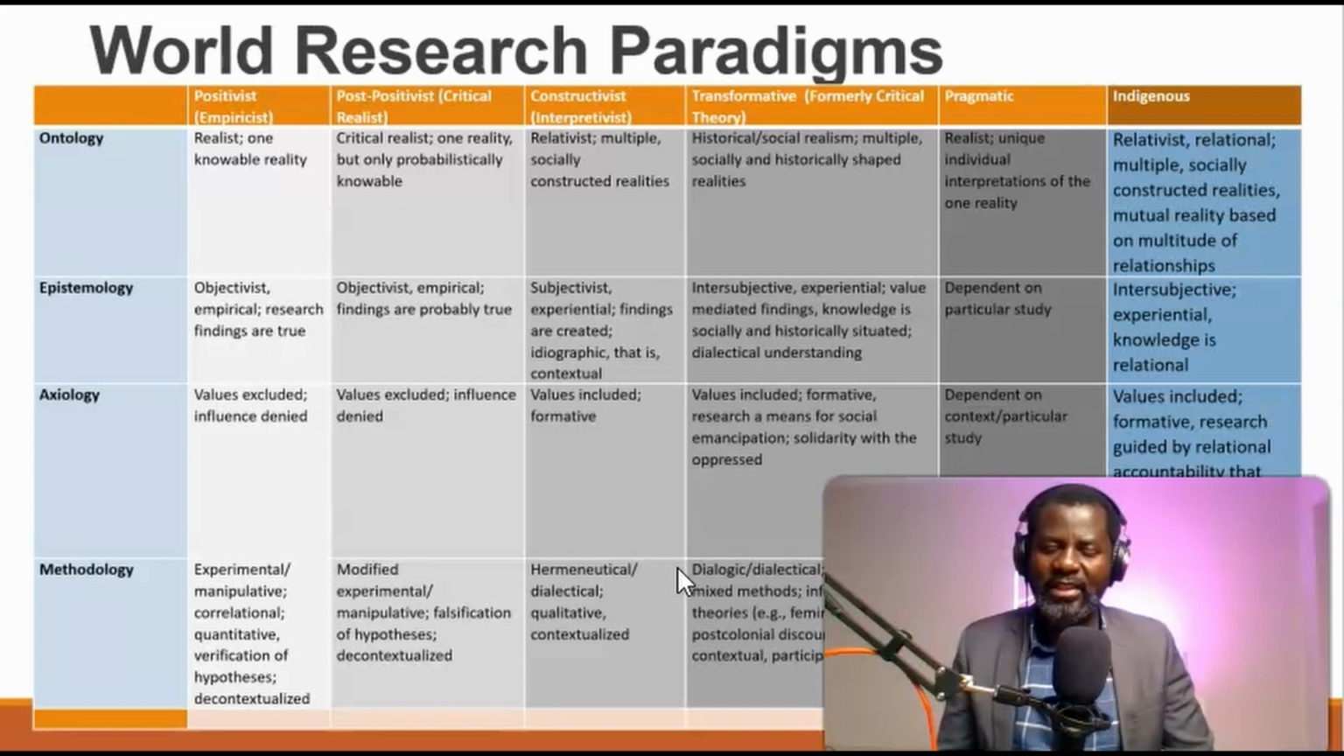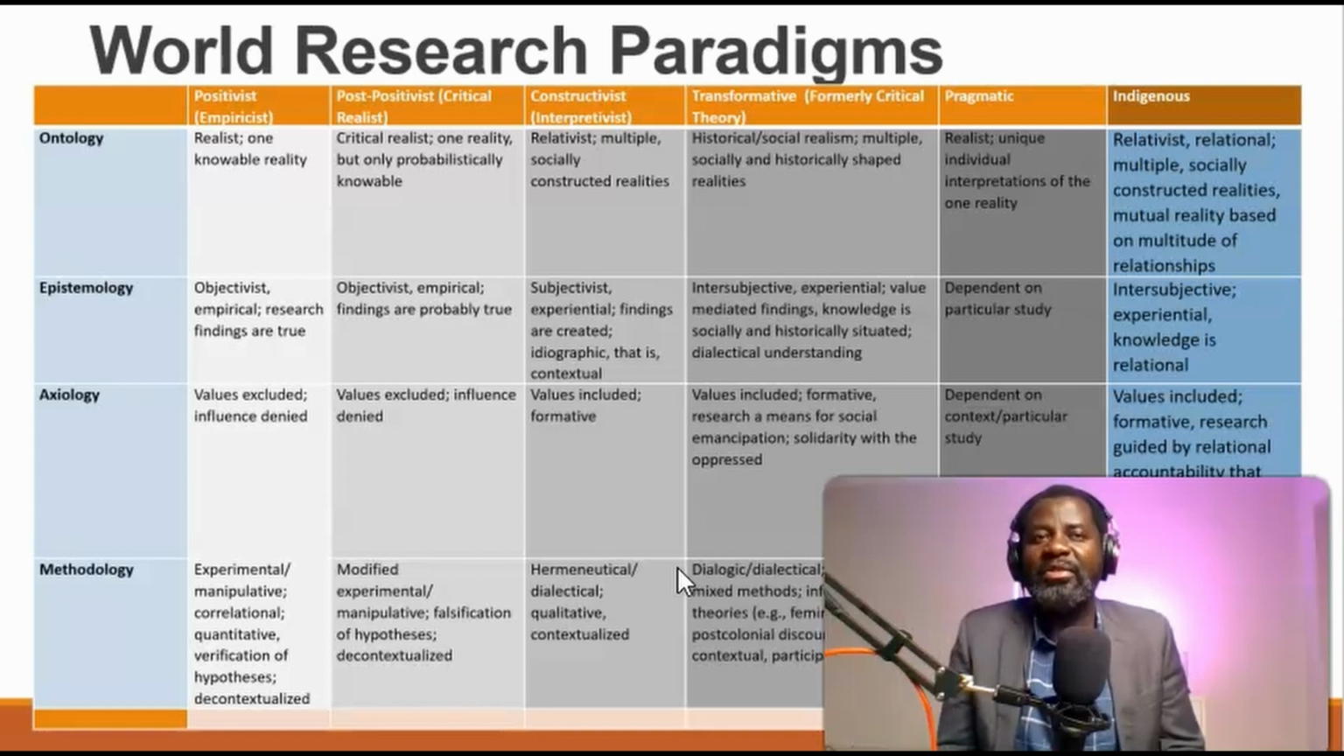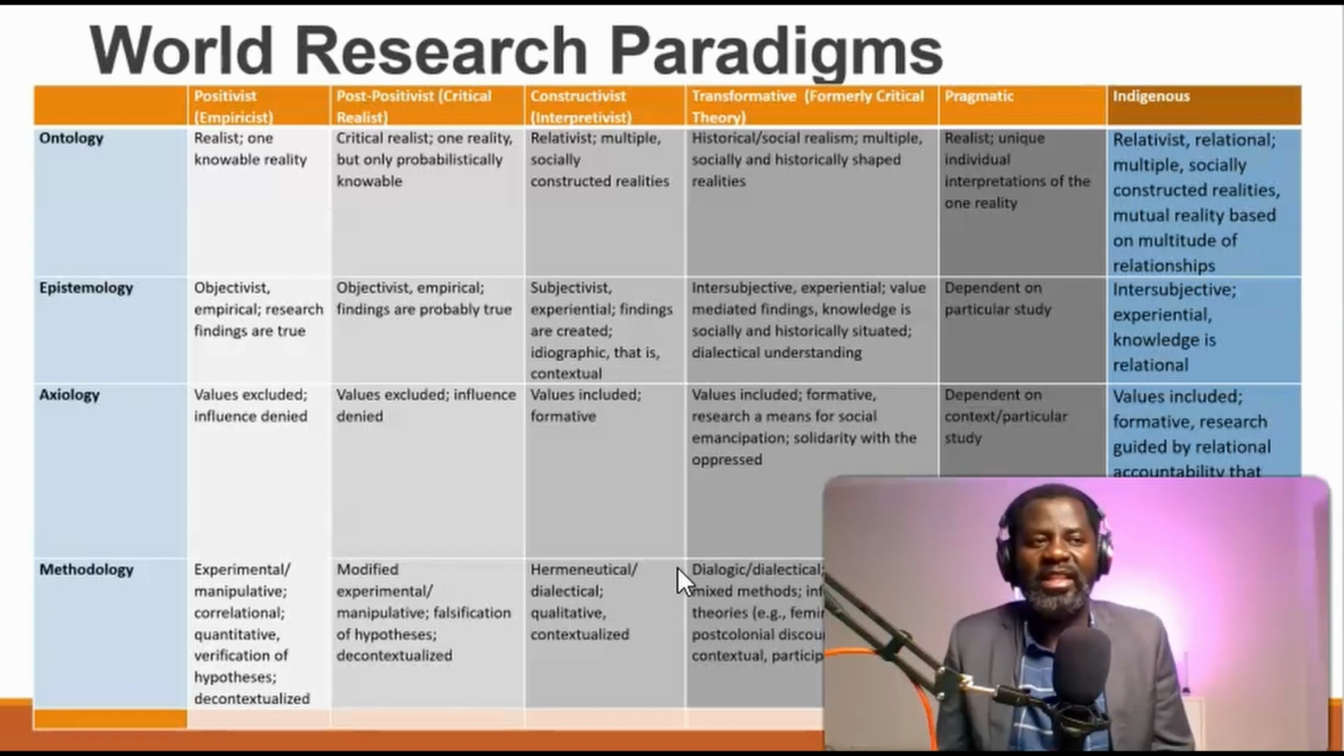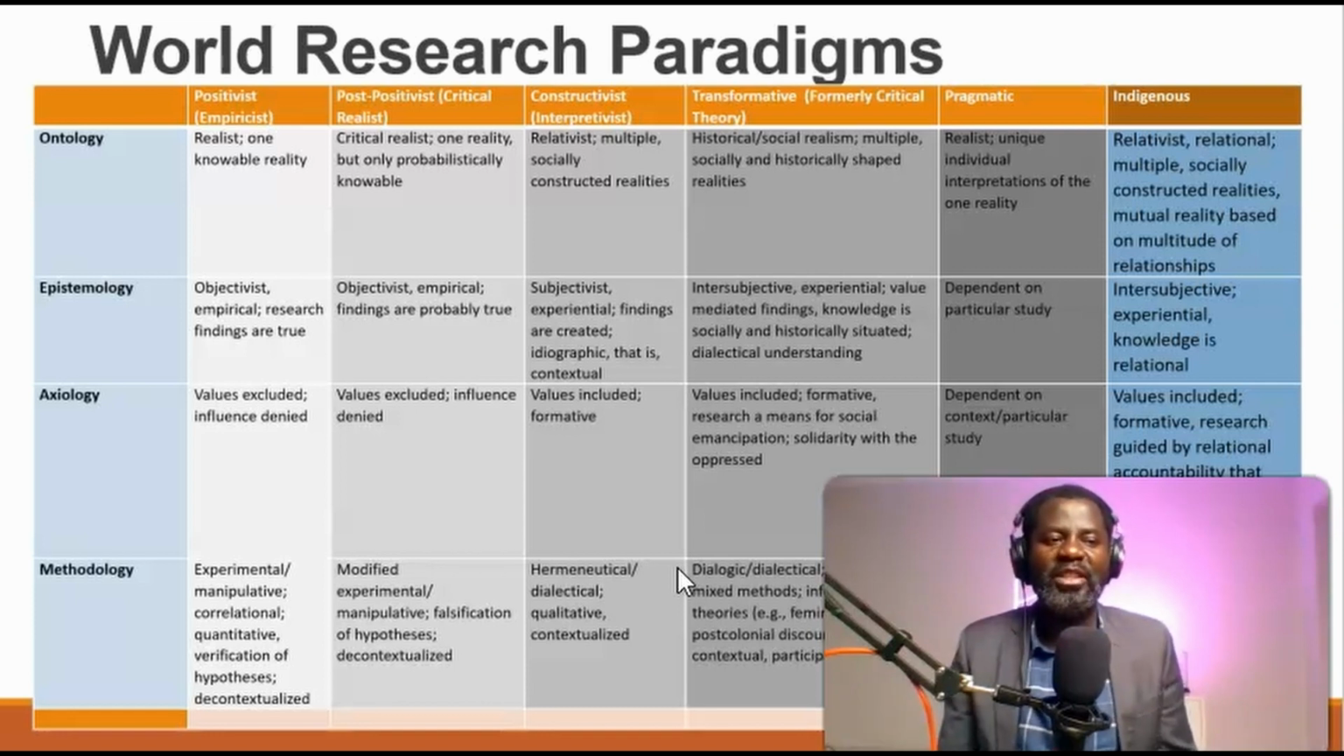We are going to understand this when we narrow down to indigenous research paradigms, but we need to know that the multitude of relationships that African people share help define what reality is in that context. In terms of epistemology, reality is intersubjective, it is experiential, knowledge is relational, so it's very important to understand this. In terms of methodologies, one can use participatory methodologies, liberatory methodologies, transformative methodologies, which are positioned in indigenous knowledge systems.